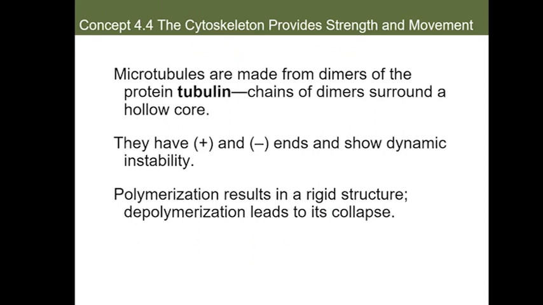Microtubules are made from dimers of the protein tubulin. Chains of dimers surround a hollow core. They have a positive and a minus end and show dynamic instability. So they can shrink or grow if they need to. Polymerization results in a rigid structure. Depolymerization leads to its collapse. So remember, polymerization is just them coming together, and depolymerization is them breaking apart.